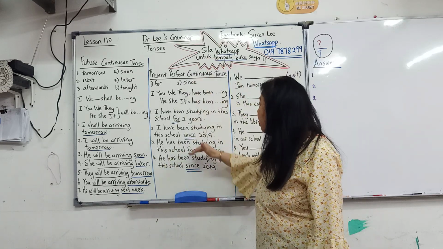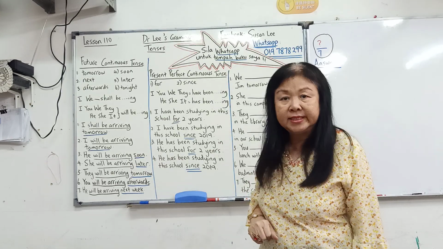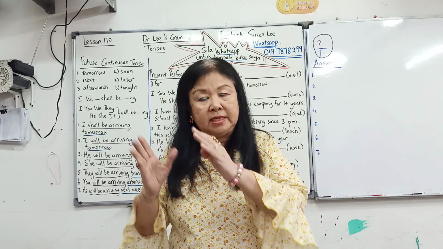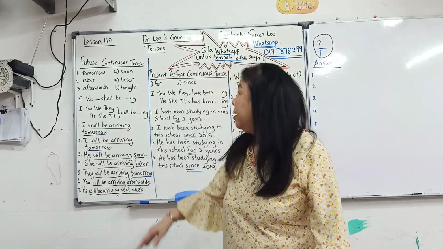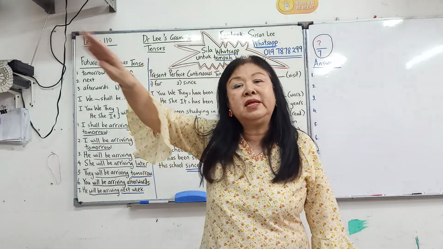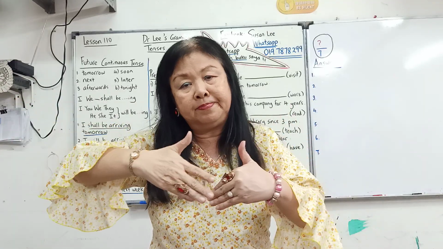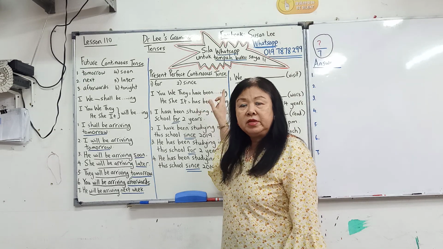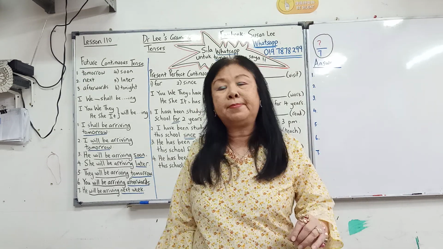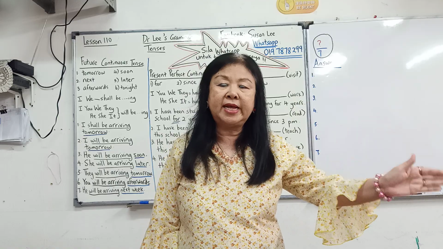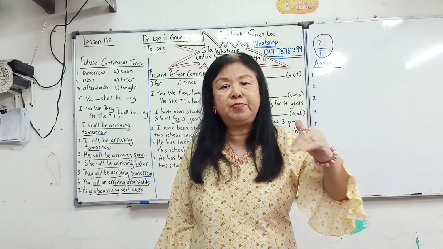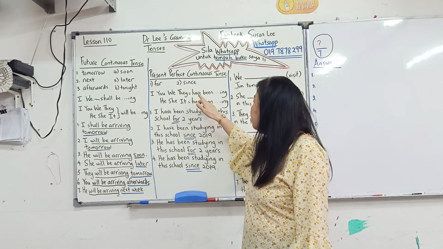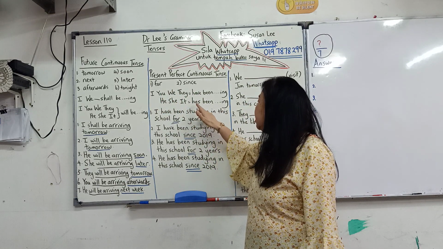And now we go to present perfect continuous tense. Now you know that present perfect tense is has or have plus a past participle. But present perfect continuous tense means in the past it was happening, it did not stop. So because of that, we need to use been. After the word been, you put ing. Example: have been singing, have been dancing, have been studying, have been practicing, and so on. So for I, you, we, and they, we use have been. For he, she, it, we use has been.